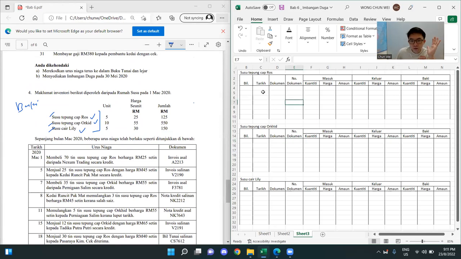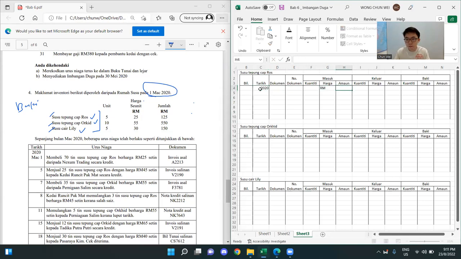So after you have this table, what you're going to do next is you put in the baki dulu, because all these are baki, right? So then you put in the baki for all this. Let's say, contoh, susu tepung cap rose. When you read, maklumat inventory berikut diperoleh daripada rumah susu pada 1st March 2020. So this is actually, wait, let me put the tahun dulu, just like your journal.